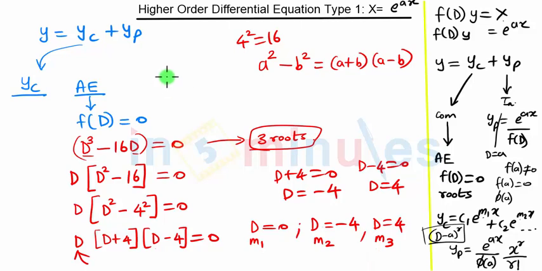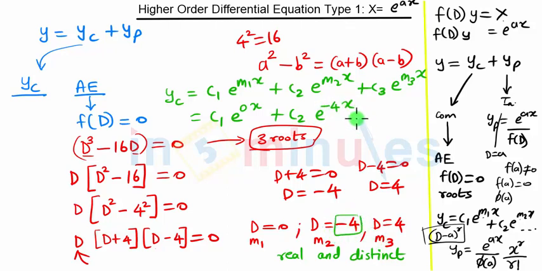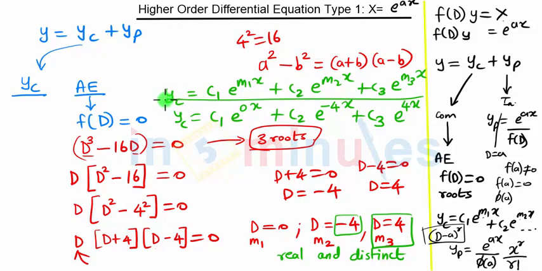Now yc is given by c1 e raised to m1x plus c2 e raised to m2x plus c3 e raised to m3x. Here the roots are real and distinct. So c1 remains as it is, e raised to m1x. What is m1? m1 is 0. So e raised to 0x plus c2 e raised to m2x. m2 is minus 4, so e raised to minus 4x, plus c3 e raised to m3x. m3 is 4, so e raised to 4x. This is our complementary function, and this is how we find yc.